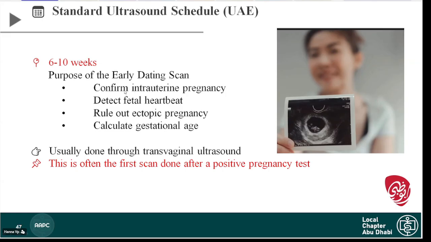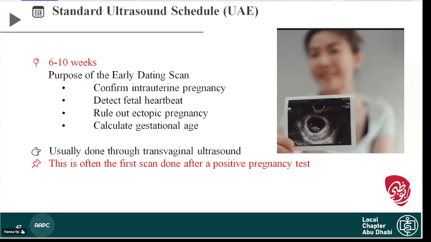See this? It helps confirm the intrauterine pregnancy, especially to confirm the pregnancy and detect the fetal heartbeat. And it also rules out ectopic pregnancy, which we discussed before. We also calculate the gestational age, the trimester and the week. So guys, this is usually done through the transvaginal ultrasound method, and it is often the first scan done after the positive pregnancy test. This is the first one we are doing.